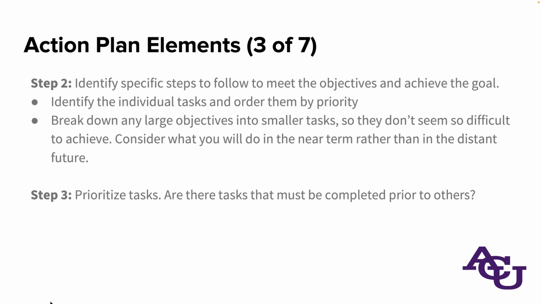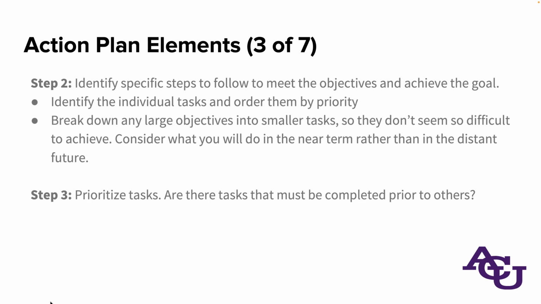Also being asked to identify specific steps to follow to meet the objectives and achieve the goals. And from that, specifically identify individual tasks in the order of priority. Okay, what should be done first? What is the most important here? And if it's a particularly large objective, you should be breaking it into smaller tasks so that it's easier to track that they're being done, and that you're not feeling like you're just chipping away at a large boulder, that you can see, okay, we did that. Progress. Continuing.